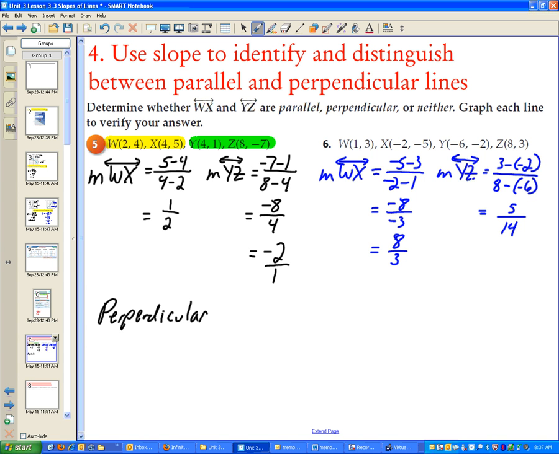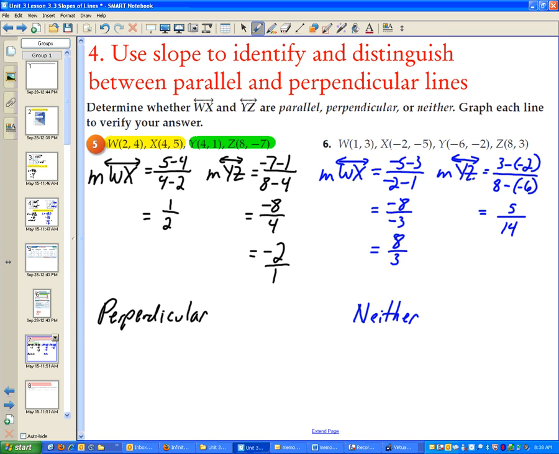Do you get the slopes I got? Are these lines parallel? No, the slopes aren't equal. Are these lines perpendicular? No, these slopes are not opposite reciprocals. So what are these lines? Neither.